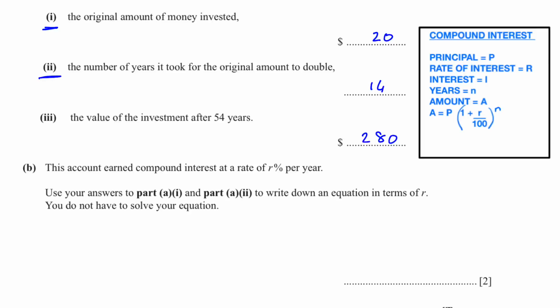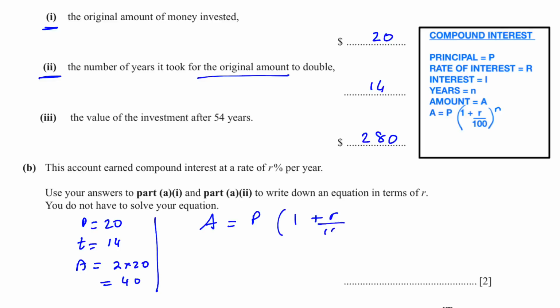20 was our original amount, so that is our P. P is 20 and time is 14. It took for the original amount to double, so the final amount is 2 multiplied by 20, which is 40. The only thing that we don't have here is R. Now we can substitute A is equal to P, 1 plus R over 100 to the power of N. T or N we can write it as. So amount is 40, principal is 20, 1 plus R over 100 to the power of 14. And we don't have to solve the equation, so this is the answer.